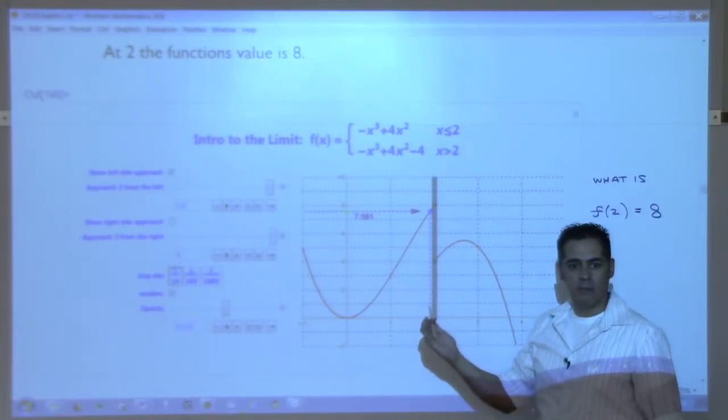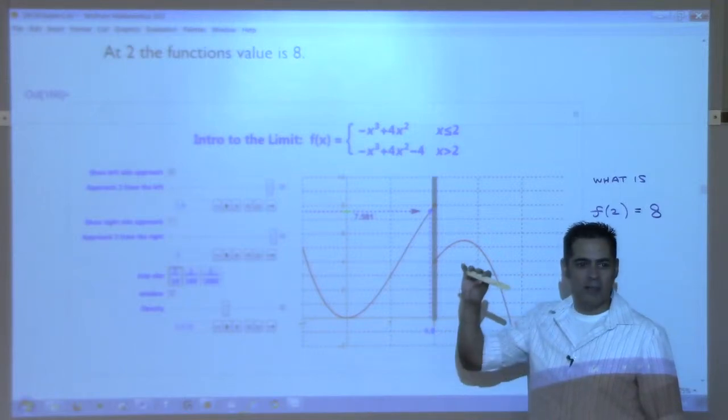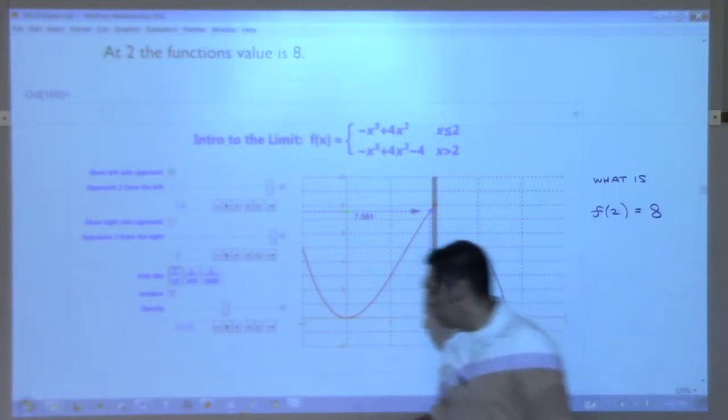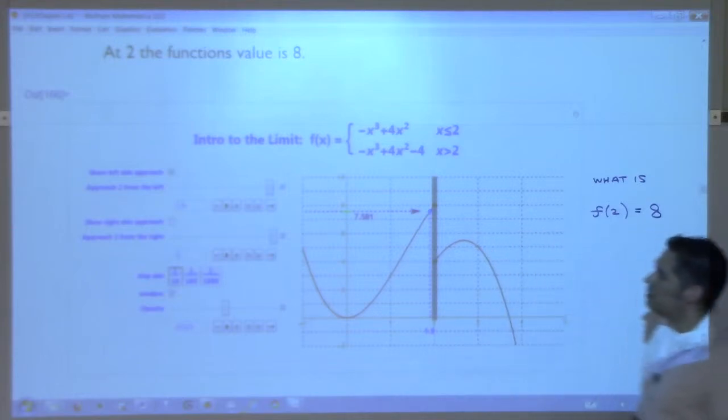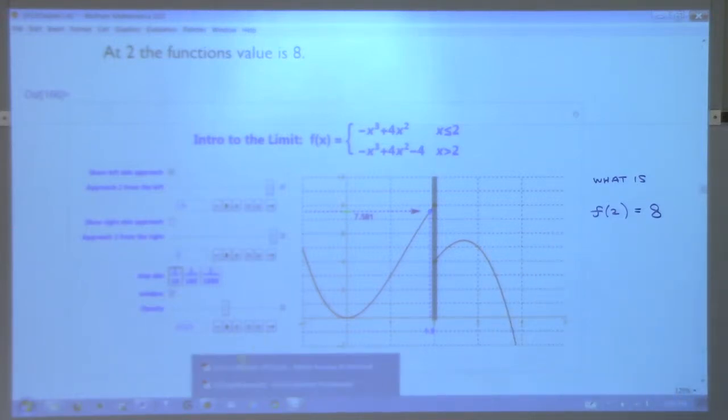Brian. It just says Brian. That's it, right? That's you? Okay. So Brian, how about from the right? As you get closer to 2 from the right-hand side, what is the function approaching?